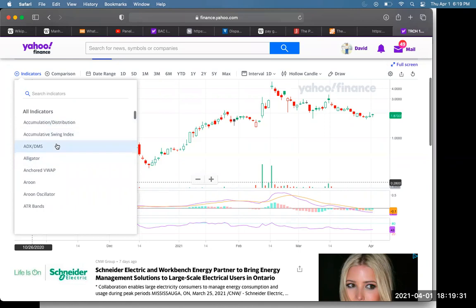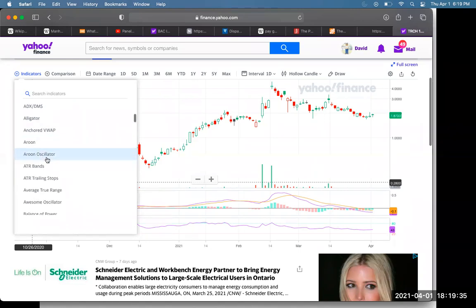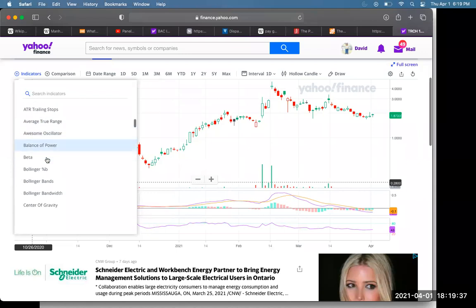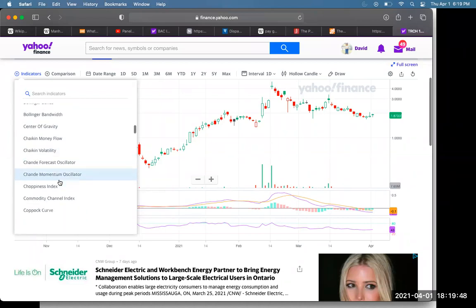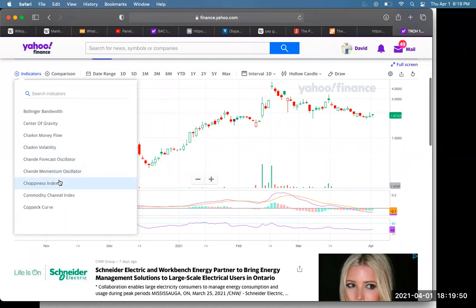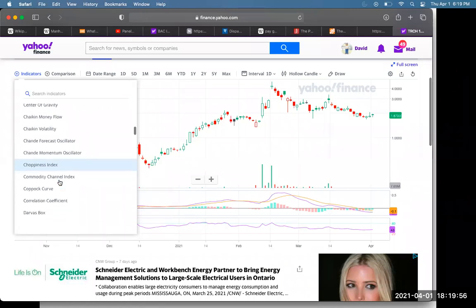Accumulated distributions. Yeah, they have a lot in here. The Aroon indicator, Aroon oscillator. So here they have them all. This is the kind of stuff you need to learn. Don't quit your day job, unless you really want to do the CMT process, for which there are opportunities if you do.